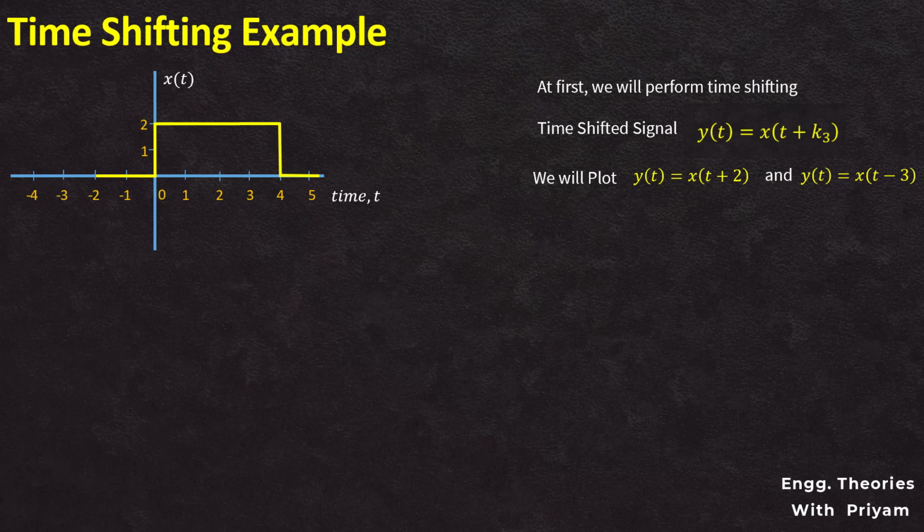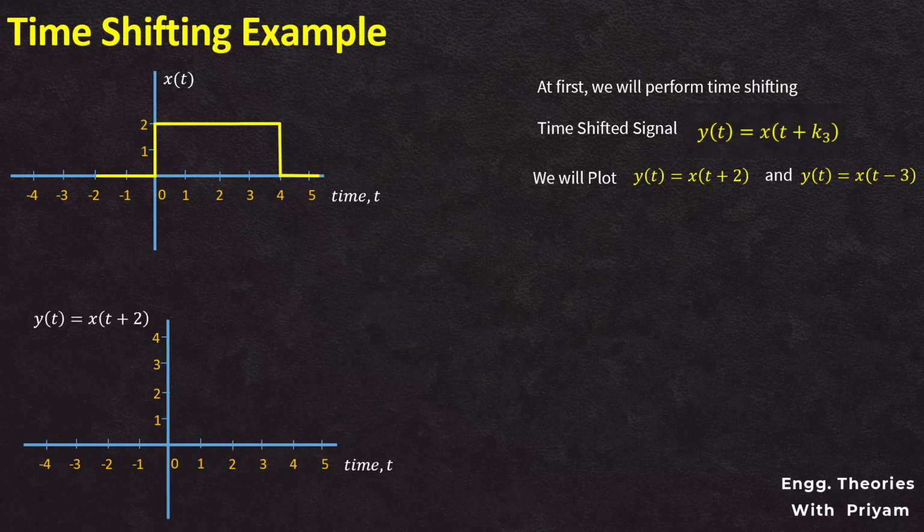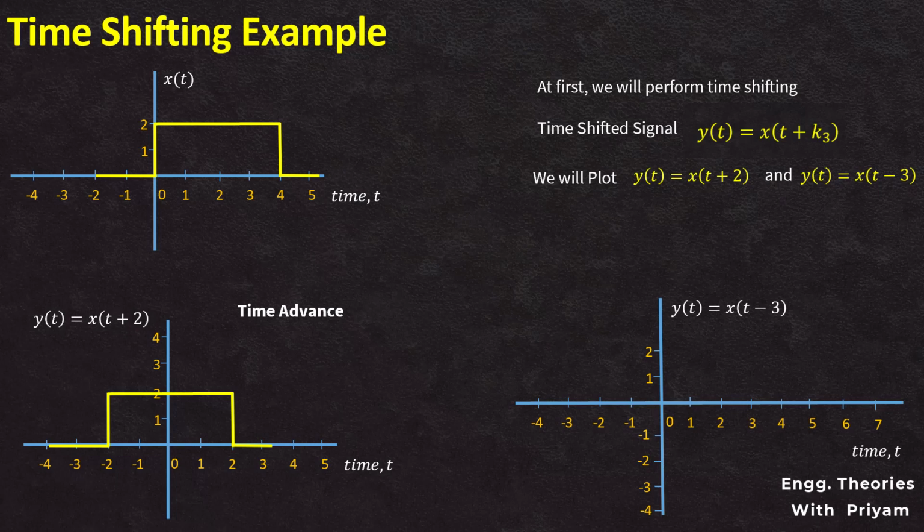When y(t) = x(t + 2), or k3 is equal to 2, then the signal moves to the left by the value of 2, and that's the time advance operation of the signal x(t). And when y(t) = x(t - 3), or k3 is equal to 3, then the signal x(t) moves to the right by the value of 3, and that's the time delay operation of the signal x(t).